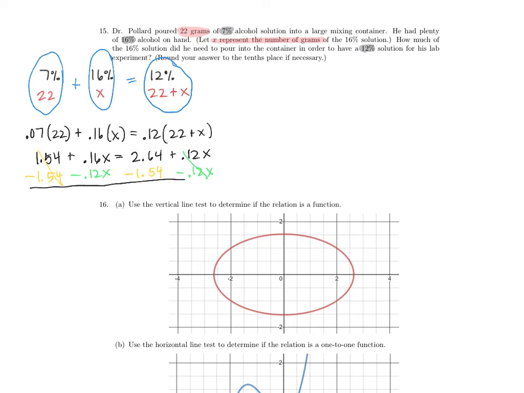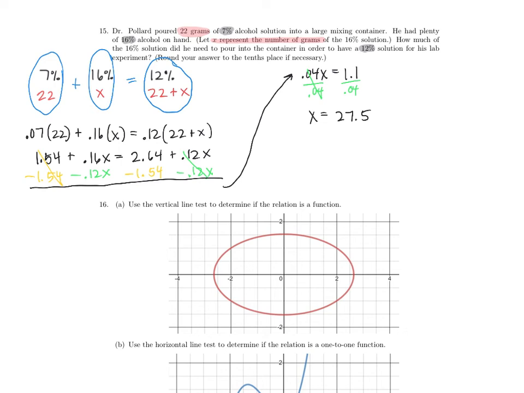All right, so if I do that, I'm going to move it over here. I've got 0.16 minus 0.12, that'll be 0.04X, is equal to 2.64 minus 1.54. That gives me 1.1. All right, and then the last step is to divide by 0.04. So we will get X equals 1.1 divided by 0.04 is equal to 27.5.